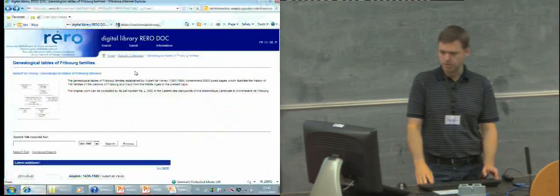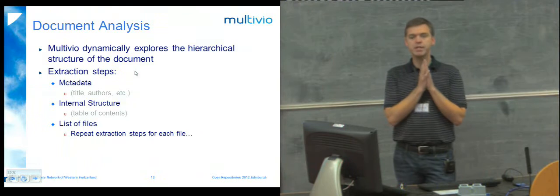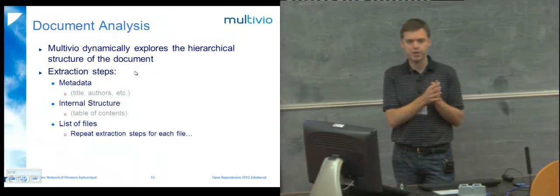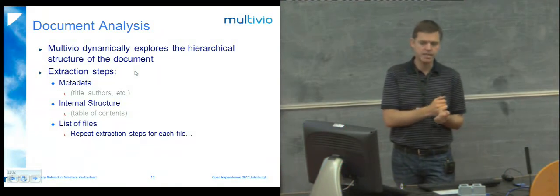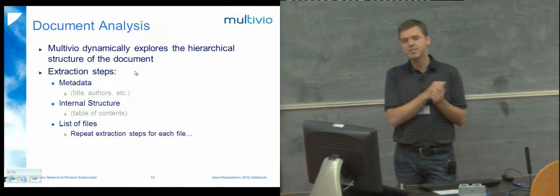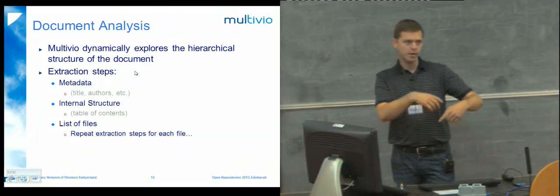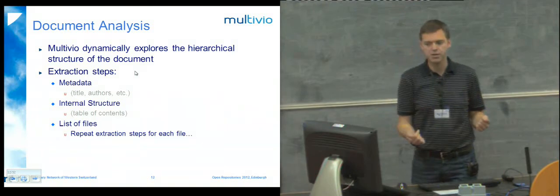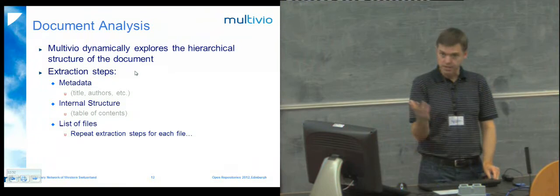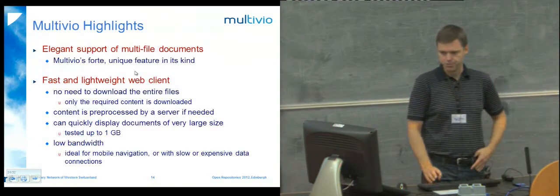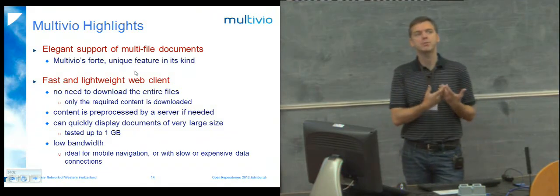So, Multivio dynamically explores the hierarchical structure of the document, be it a file or a set of files. It extracts the metadata, internal structure. If there are several files, it extracts the list of files, and then it's going to do this analysis again for each one of the files, gather all this together, and provide it to the user using the interface that I showed you.